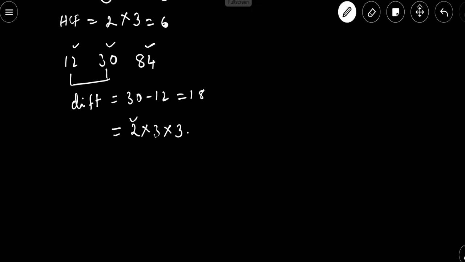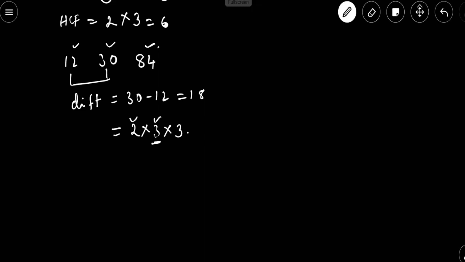Next, I will check if 3 is divisible into 12 or not. Yes, it is divisible. 3 4s are 12, 3 10s are 30, 3 28s are 84. Yes, it is divisible. Now next I will see if it is divisible by 3 again or not.